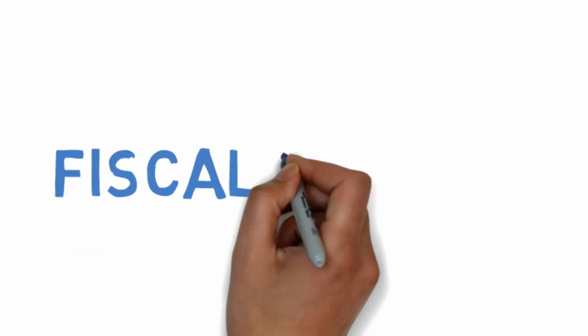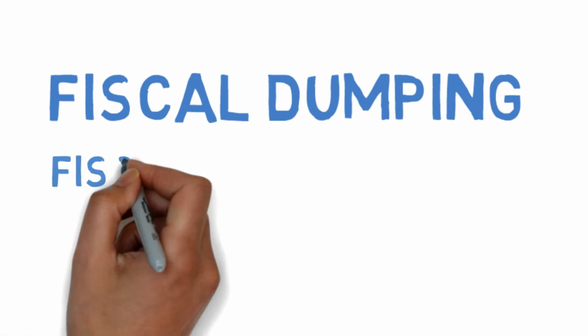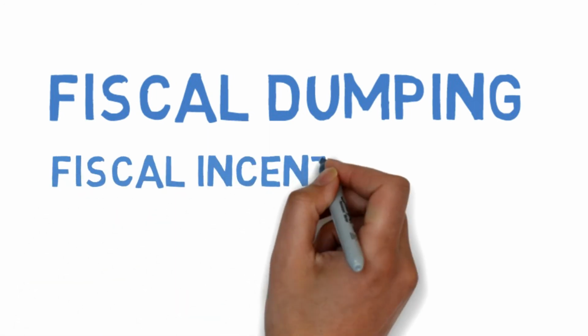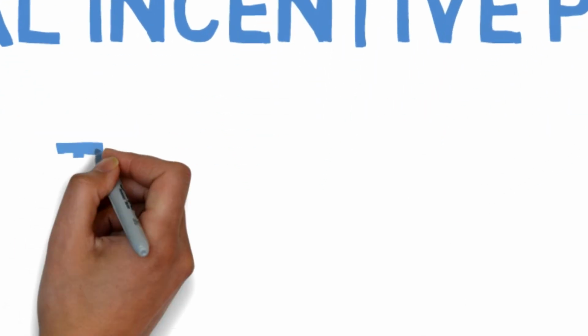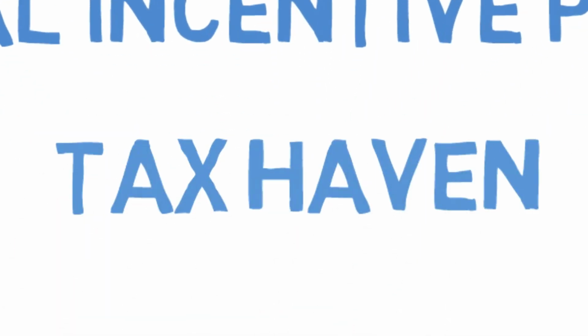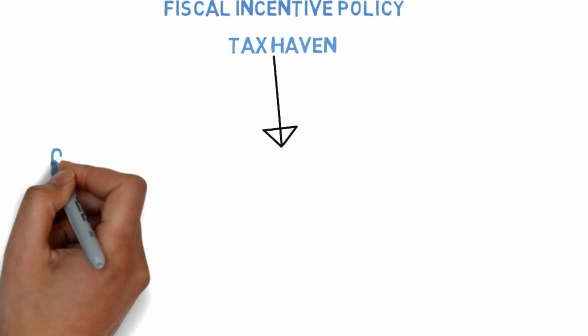Now, let's move on to another type of dumping, this time called fiscal dumping, which is part of fiscal incentive policy. We then talk about what we call a tax haven, a country whose tax rate is considered very low in order to increase the country's competitiveness.